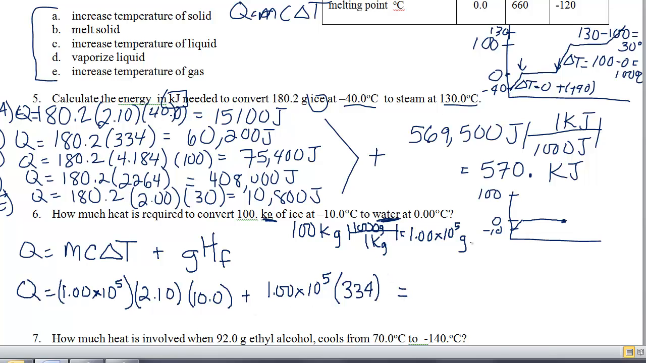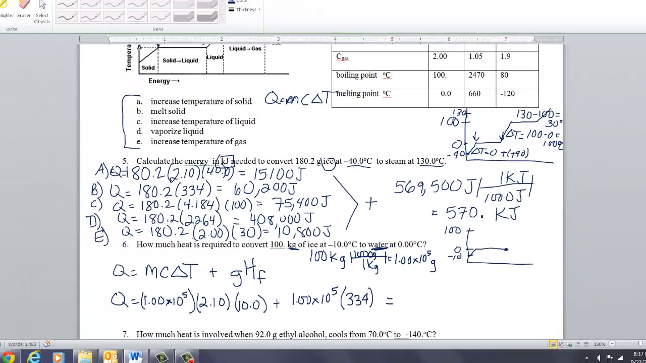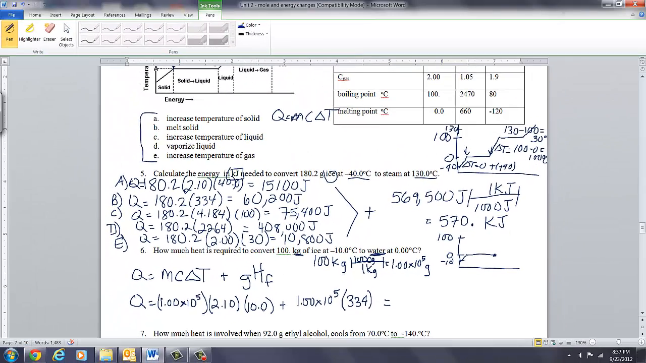So now I can just do it all at once in the calculator. 1 times 10 to the 5th times 2.1 times 10 plus 1 times 10 to the 5th times 334, and you should get 355 times 10 to the 7th joules.